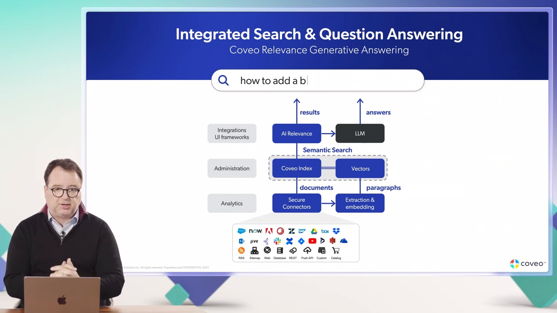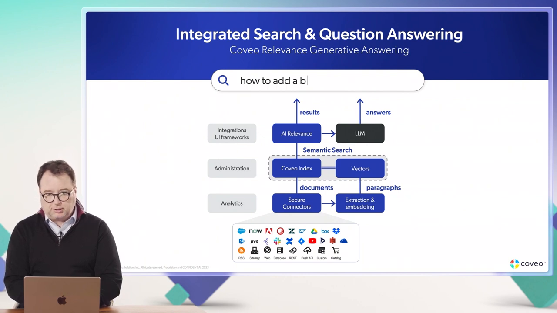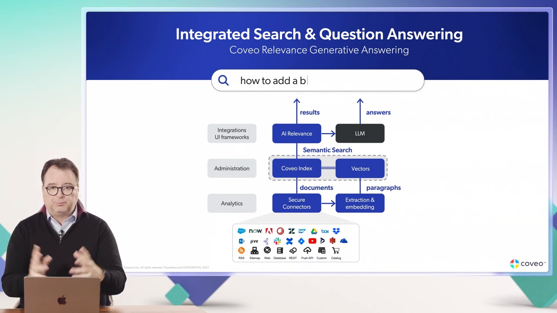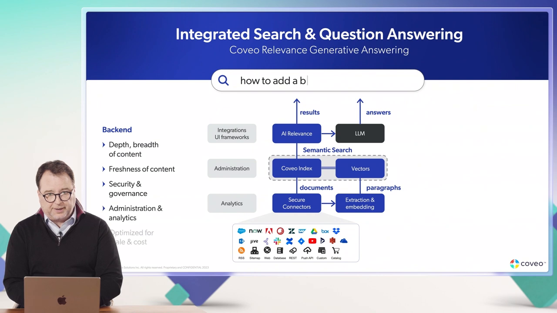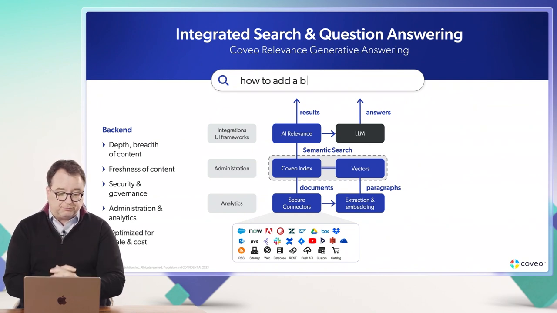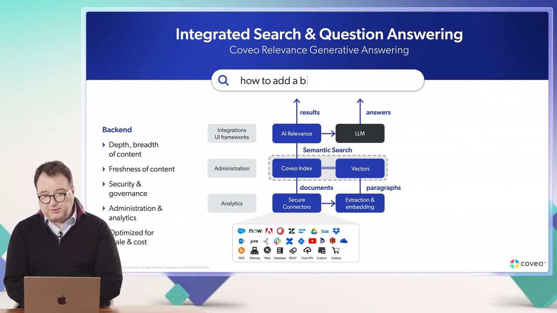Currently, we're using GPT 3.5 on our Azure infrastructure, and this allows us to keep the data of our customers within the Coveo cloud. So the advantages are obvious from a backend perspective. So we have depth, breadth, and freshness of content.